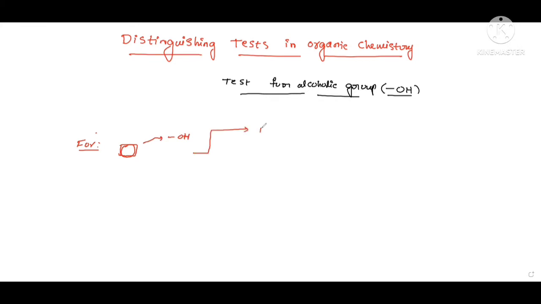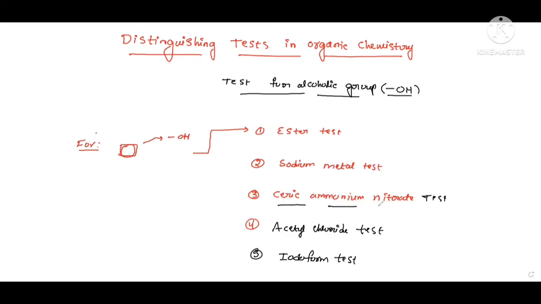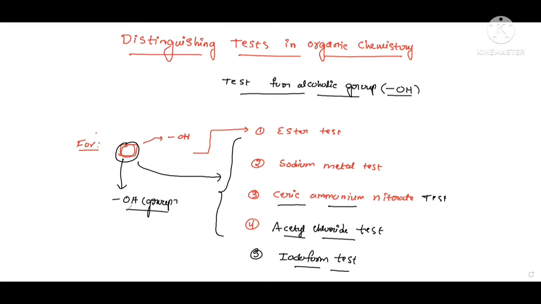The first one is the ester test. The second one is the sodium metal test. The third one is the ceric ammonium nitrate test. The fourth one is the acetyl chloride test. And the fifth one is the haloform test. If the given compound exhibits one of these tests, you can clearly conclude that the given compound contains the OH functional group. Now let us discuss each test clearly.